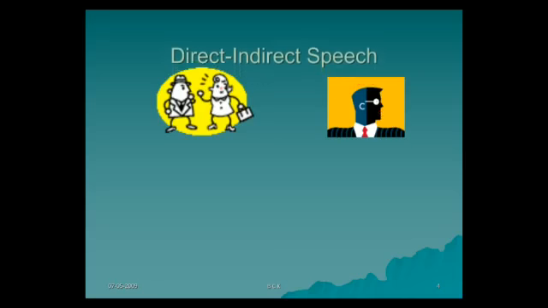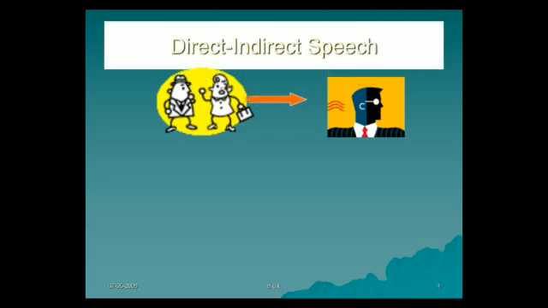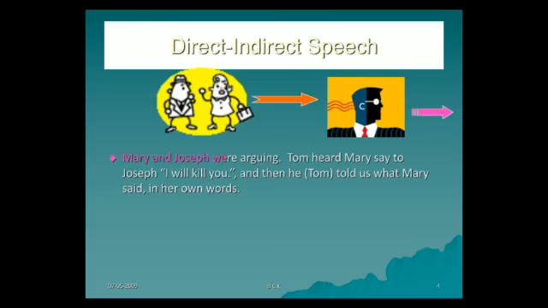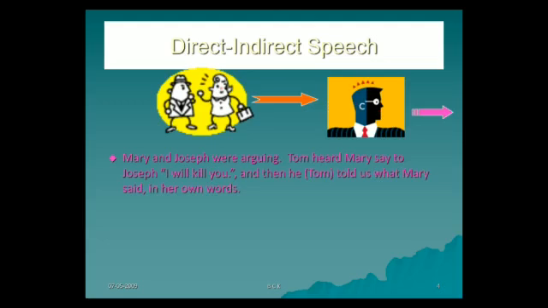Now look here. What are these two people doing? They are arguing. Mary and Joseph were arguing. Tom heard Mary say that. Mary said to Joseph, "I'll kill you." And then Tom told us what Mary said in her own words. When Mary and Joseph were arguing, Tom heard their conversation, and what he heard was what Mary said: that I will kill you, right?